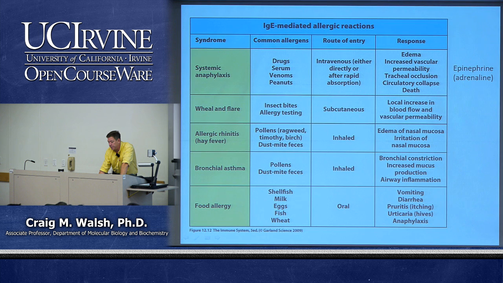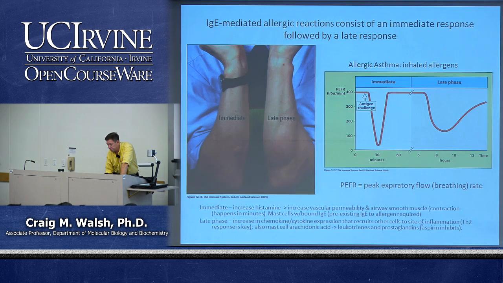Also bronchial asthma, again from these similar kinds of airborne pollen and dust mite feces that can lead to bronchial constriction, mucus production, et cetera. And then food allergies that obviously come in through our gut, through our mouth actually. And examples of that are shellfish, milk, eggs, fish, wheat, et cetera. And that can then result in problems obviously in our gastrointestinal tract with vomiting and diarrhea, but also leads to other things like itching, hives, and anaphylaxis.